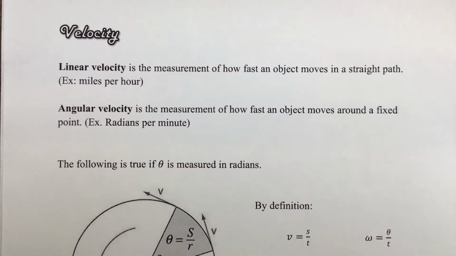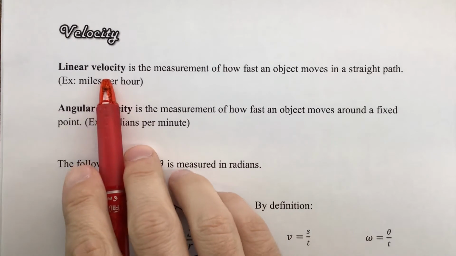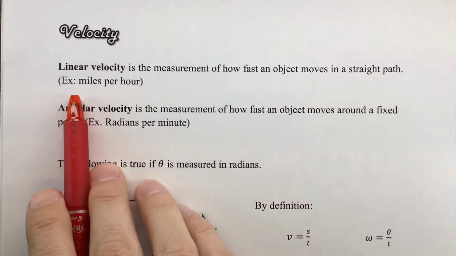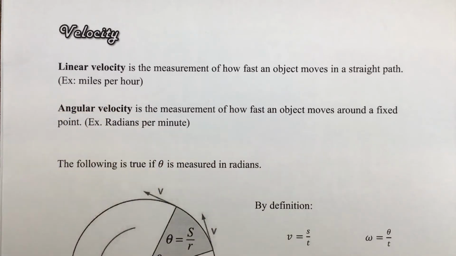Velocity, aka speed. In this video, we're going to look at two types of velocity and how they are related. First, we've got linear velocity. Linear velocity is a measurement of how fast an object moves in a straight path. An example of units would be miles per hour.